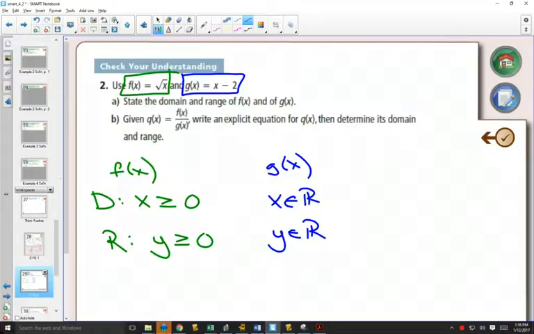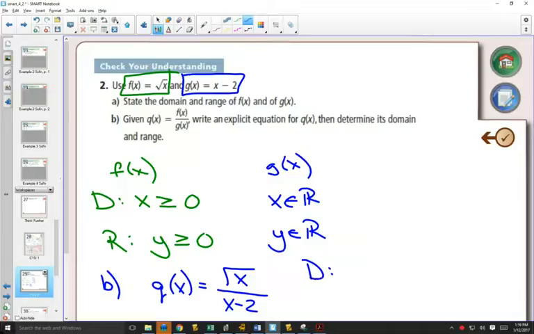Given q of x, why did they use q? Quotient. Write an explicit equation for q of x. So all we have to do is write the values in there. Square root of x over x minus 2. Determine its domain and range.